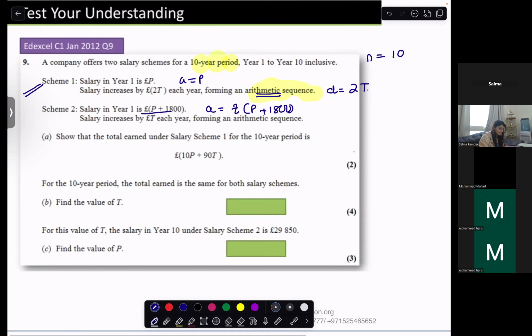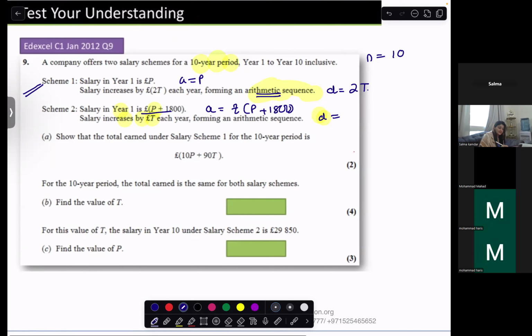Salary increases by T pounds each year, forming an arithmetic sequence. What does this mean? T is going to be our difference. Yeah, how much? T.